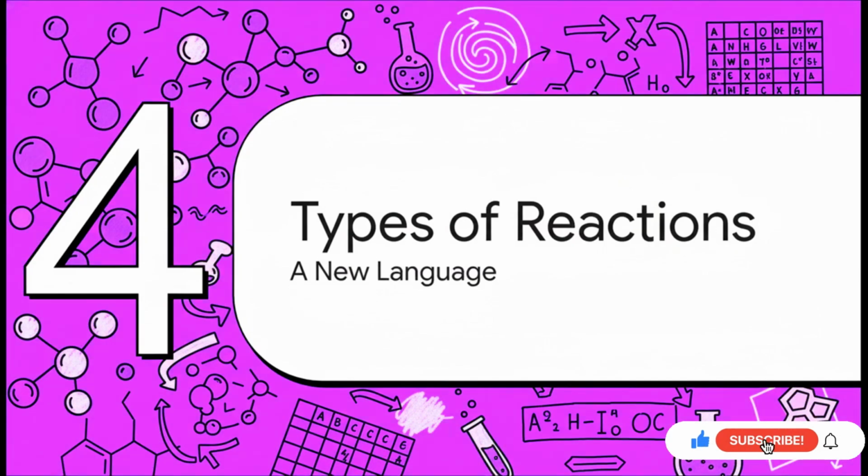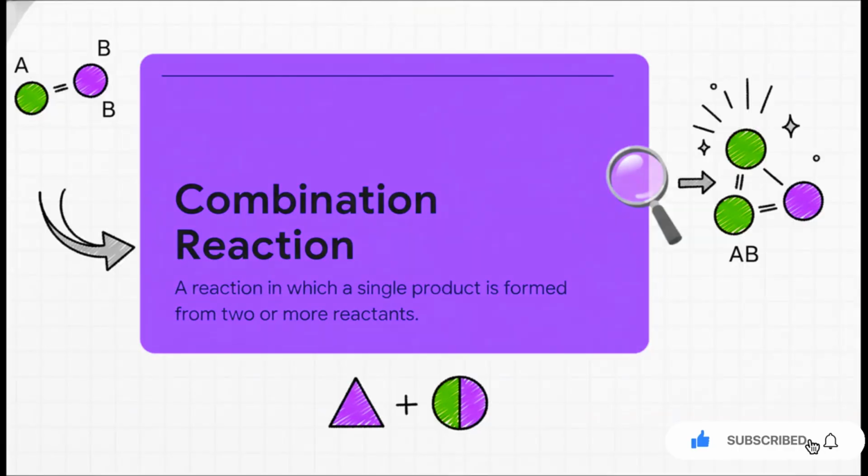Okay, so now that we've got this powerful and accurate language, we can start using it to classify and understand the incredible variety of chemical reactions that are happening all around us, all the time. Let's start with a really simple one, a combination reaction. And honestly, the name gives it away. You take two or more separate things, your reactants, and they combine to form one single, more complex product.